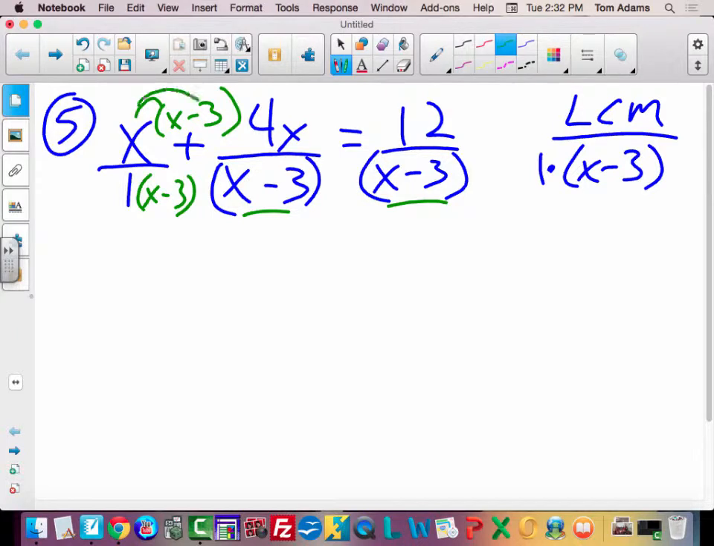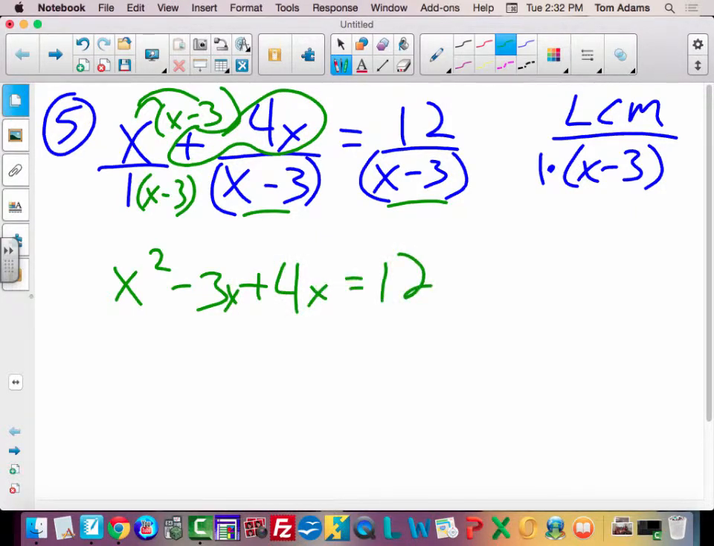So I'm going to distribute this through. X times x is x squared. X times negative 3 is negative 3x. Then I have this plus 4x. Oh, it's 3x. And then plus 4x is equal to 12. And I'm not even going to bother writing down the denominator. Why? Because it's a common denominator, and then I'm going to multiply everything by the common denominator, so it'll cancel. And the only thing I'll have remaining is the numerator.